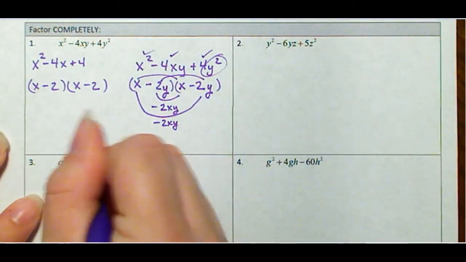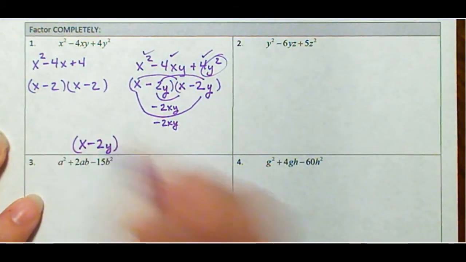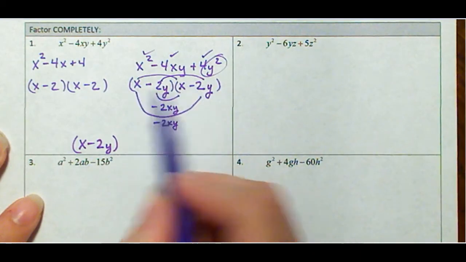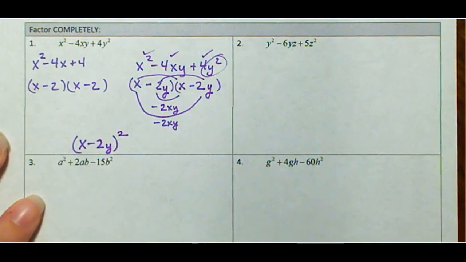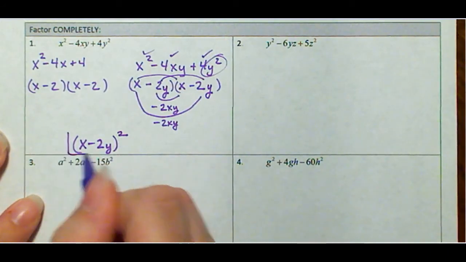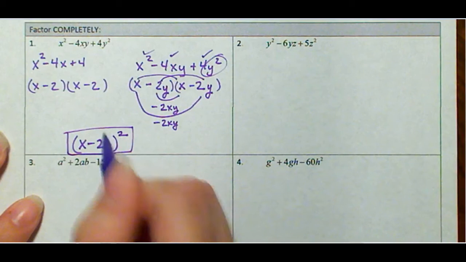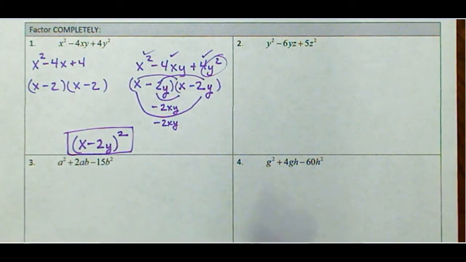So our final answer is x minus 2y, and because these are the exact same factors, we're going to actually just add on a square, because that's the shorthand way to write it. Now you could write it out, but generally you're going to see it with the square on that since they're the same factors. Alright, so let's try number 2.